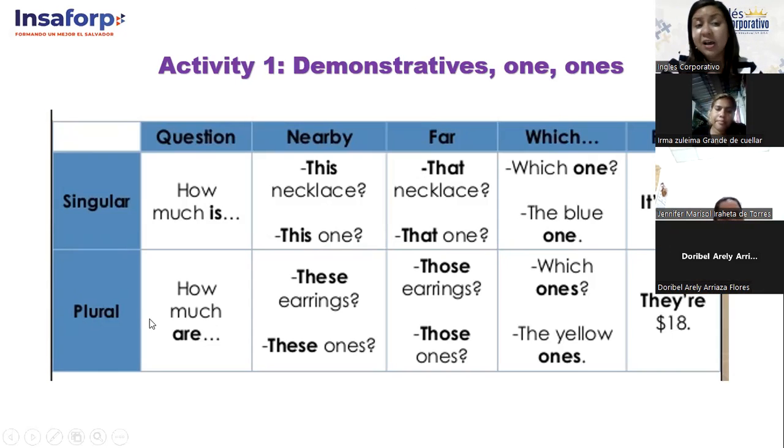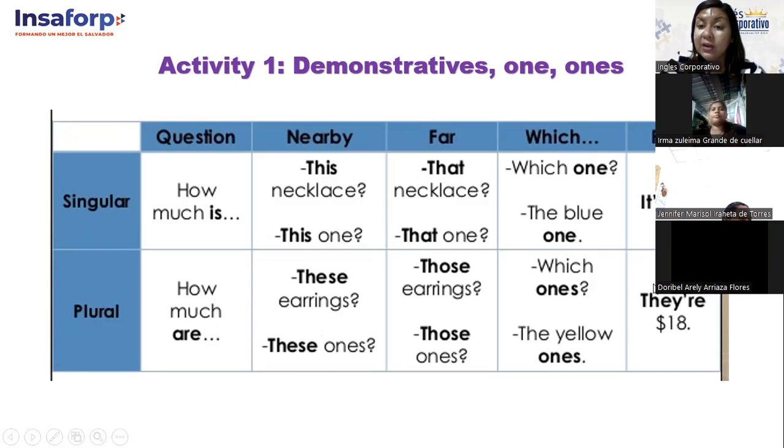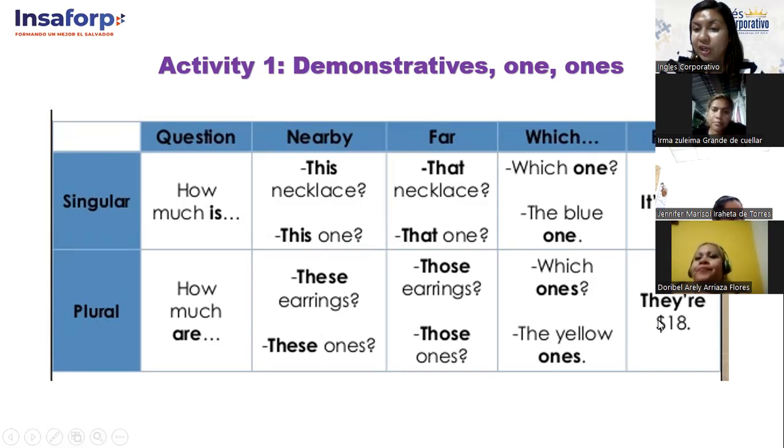In plural, we have how much are. How much are these earrings? These ones. ¿Cuánto valen estos aritos? How much are those earrings? Those ones. ¿Cuánto valen esos? Which ones? ¿Cuáles? The yellow ones. Los amarillos. Because it's plural, we answer they're $18.